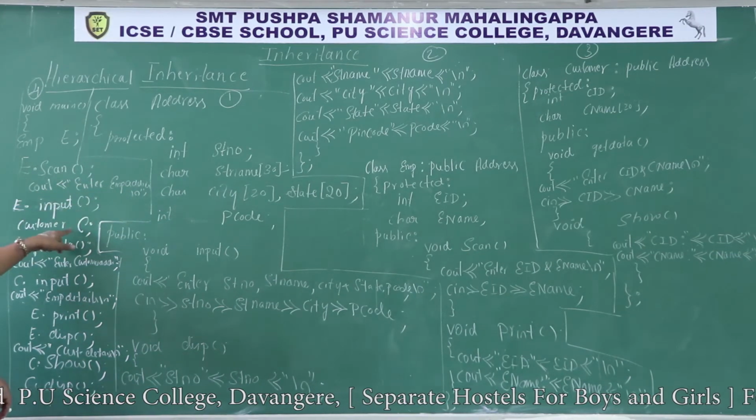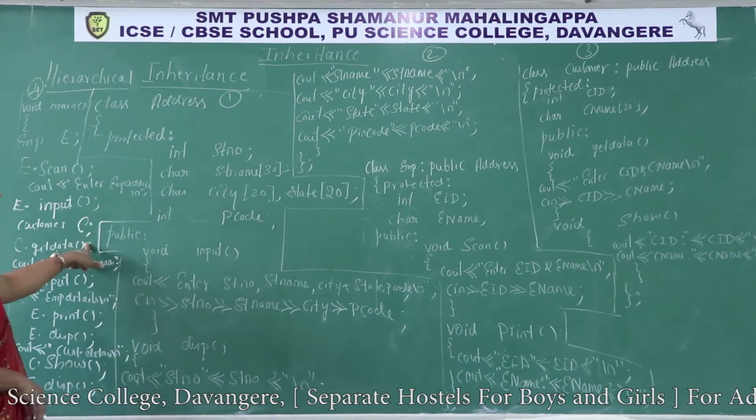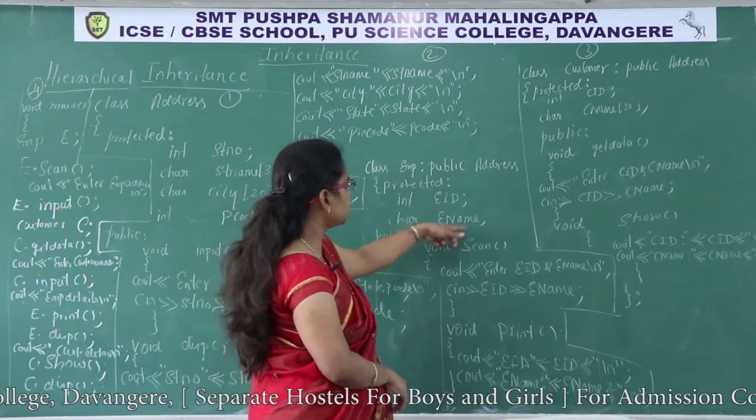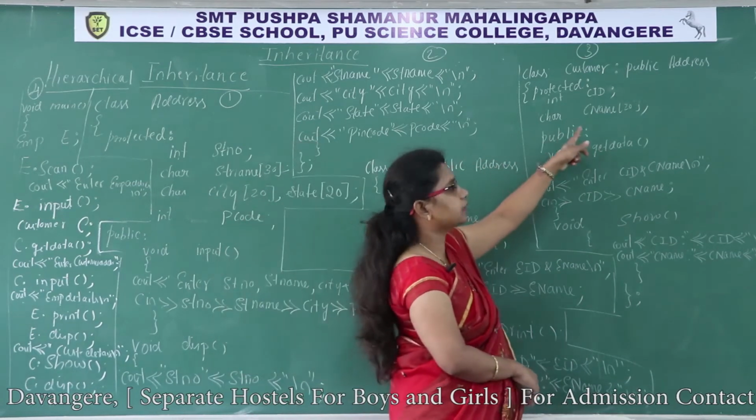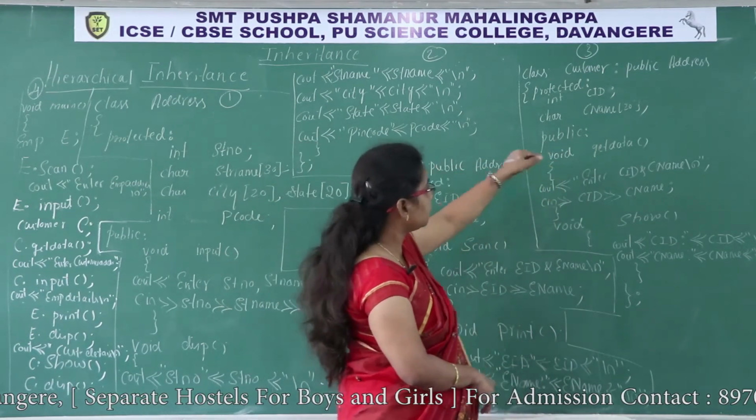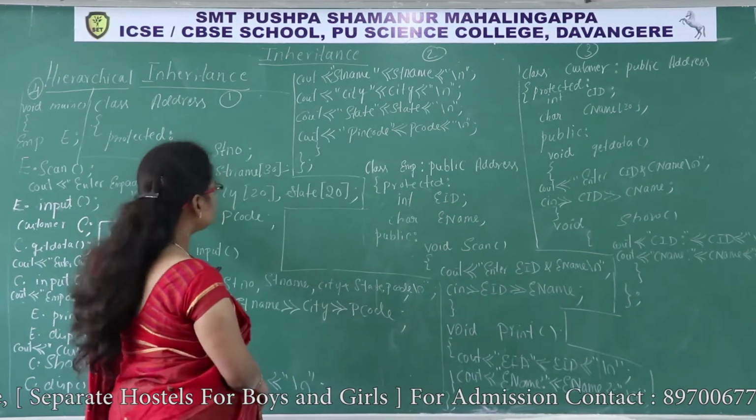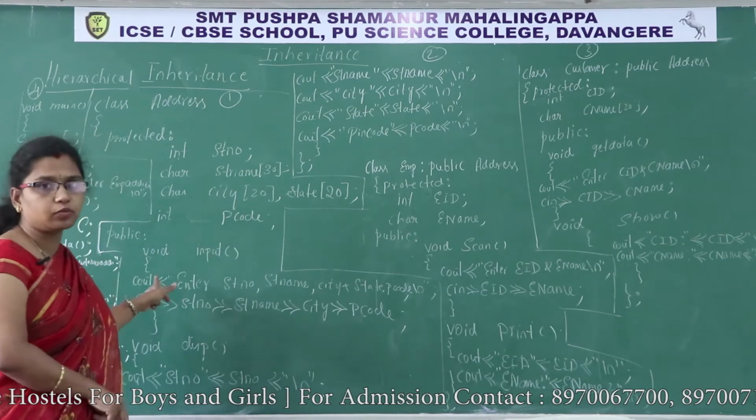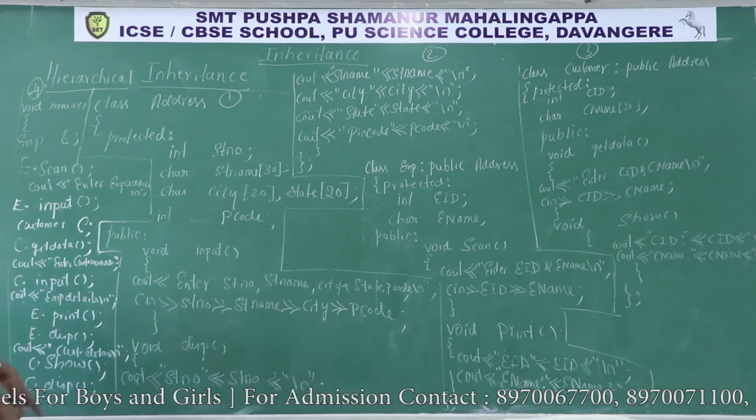When you create customer C, there is an object creation. For this object also, the data members are customer ID and customer name, and it inherits the properties of address. So for these data members, there would be a memory allocation in the customer object. Understood?